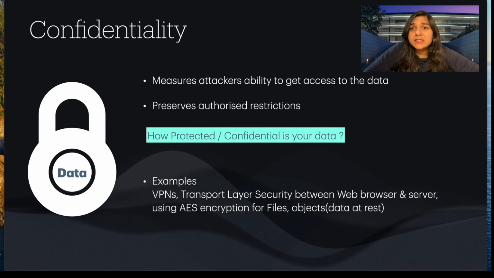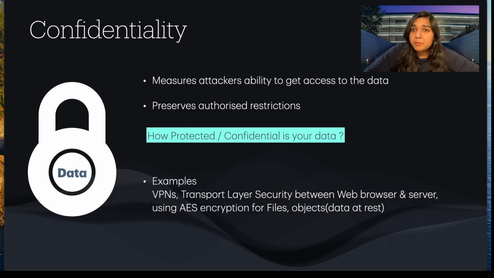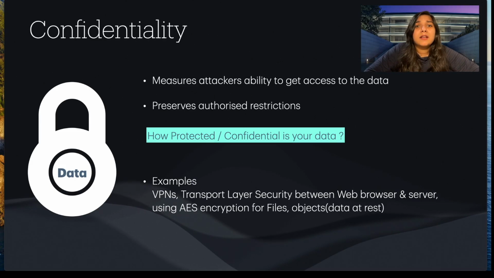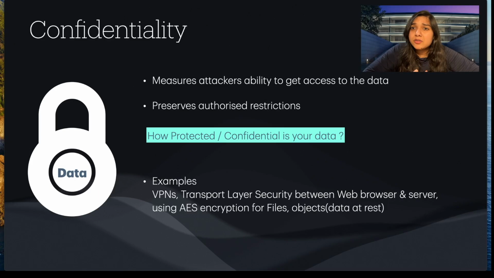So various examples of confidentiality are VPNs, transport layer security between the web browser and server, and using AES encryption for files and objects, that means the data that is at rest. To explain a little bit more, we use virtual private networks to hide our IP addresses and our geographical locations. So they are a very good example of how we use confidentiality in principle.